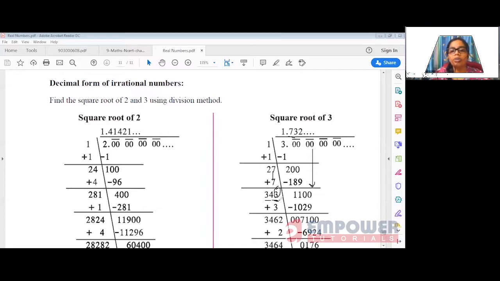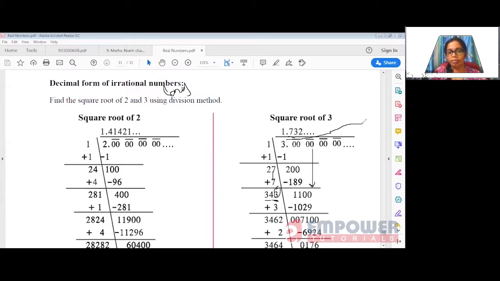So this is how you can find out the decimal form of an irrational number using the long division method. So you can call it the long division method. Why long division method? Since we are getting a non-terminating, non-recurring form of irrational numbers. Okay, so have you understood? Yes, everyone? Yes, ma'am.